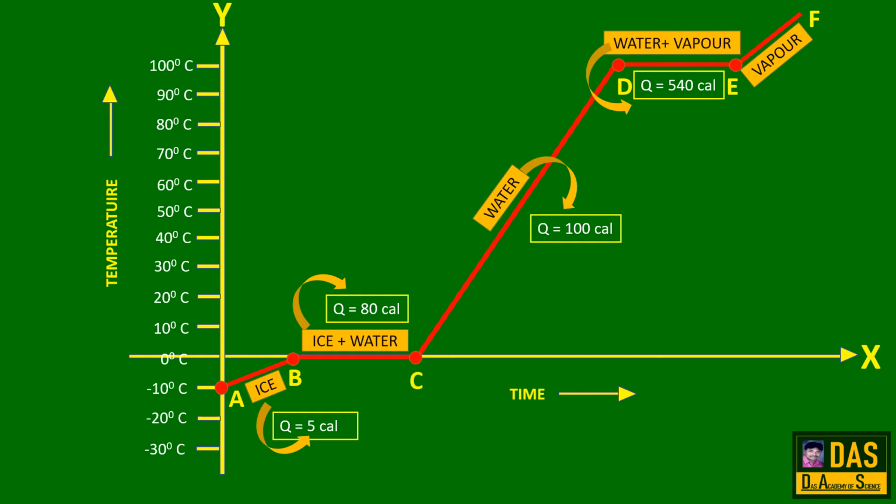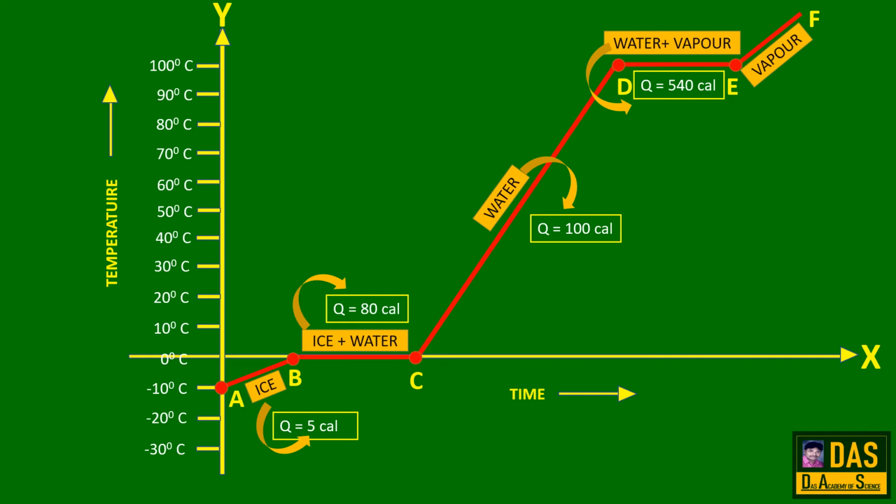Similarly, between C and D, to convert water at 0 degrees Celsius to water at 100 degrees Celsius, for 1 gram, the required heat energy is 100 calories. So between C and D, the required heat energy is 100 calories.